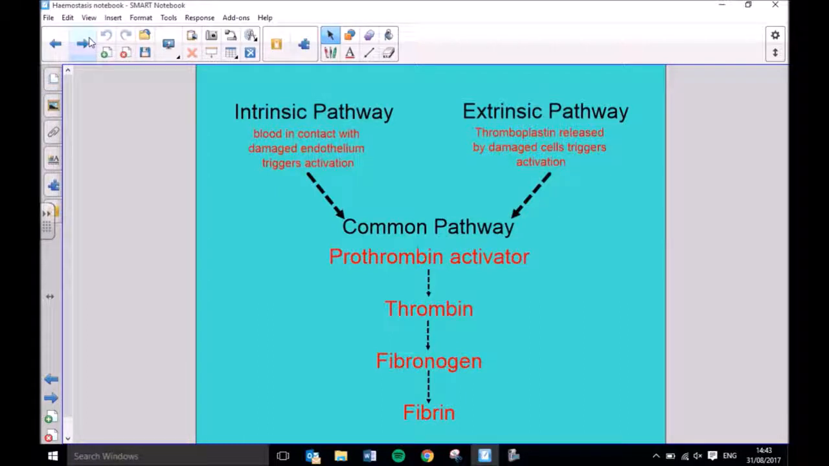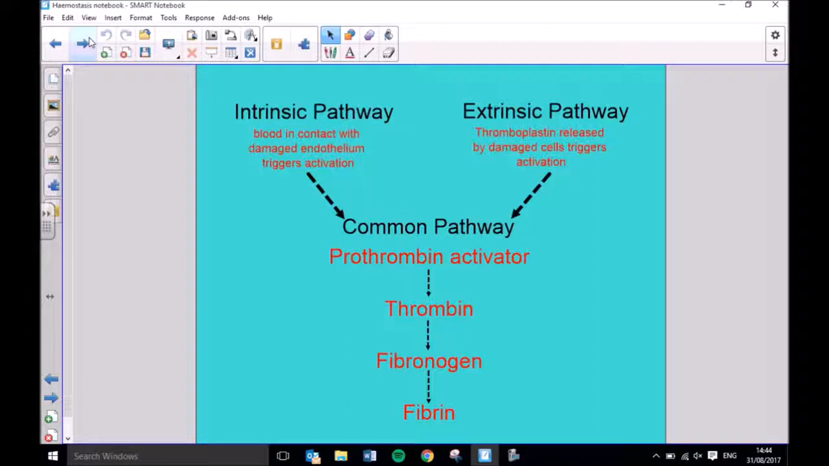There are two ways in which coagulation can be activated, and we talk about these as pathways. So we have the intrinsic pathway and we have the extrinsic pathway. All coagulation will be activated by one of these two. Then they will go through a few steps, and then eventually, regardless of how it's been activated, whether it's intrinsic or extrinsic, they'll come to this common pathway and it all finishes the same.